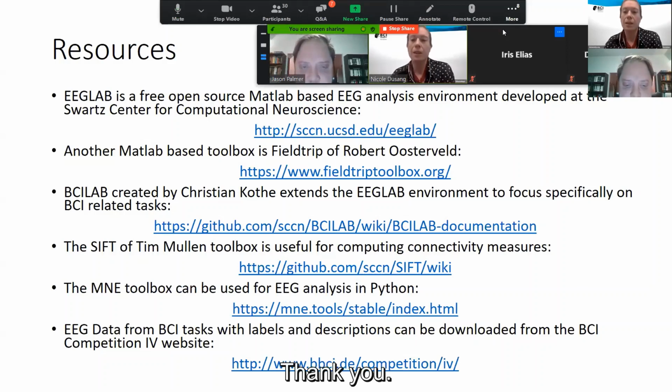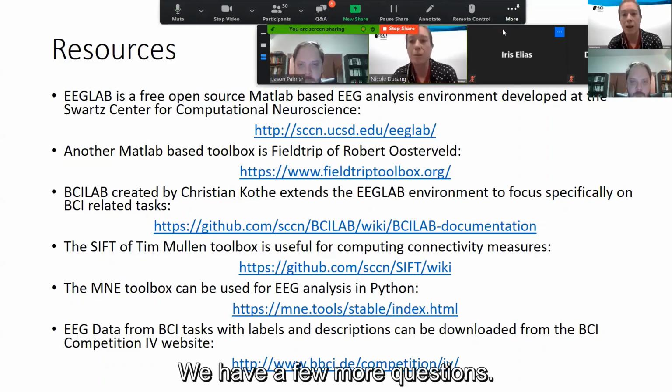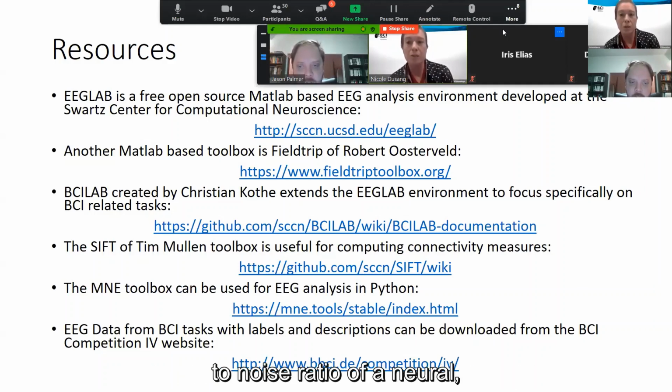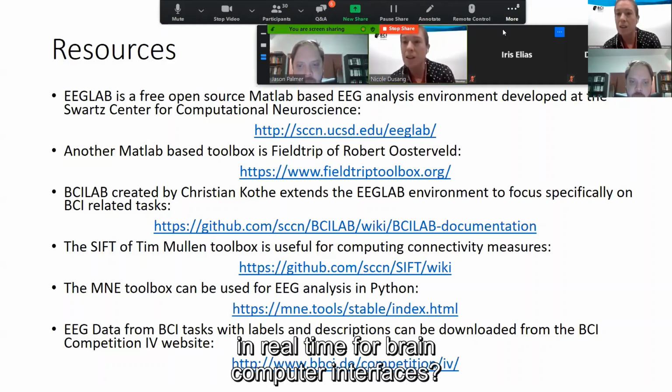Okay, thank you. We have a few more questions. What is the best way to improve the signal to noise ratio of a neural signal in real time for brain computer interfaces?